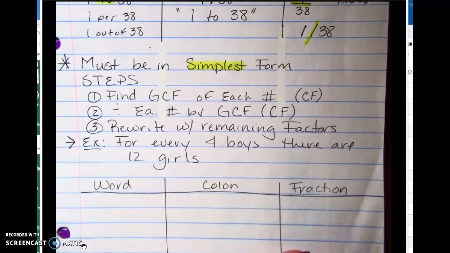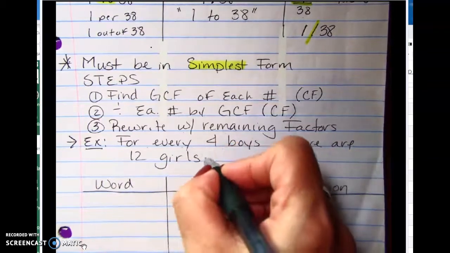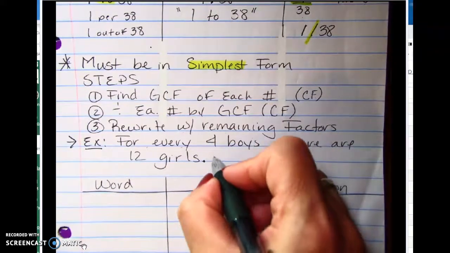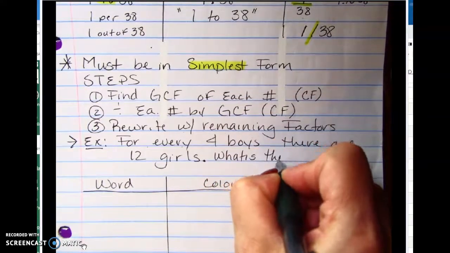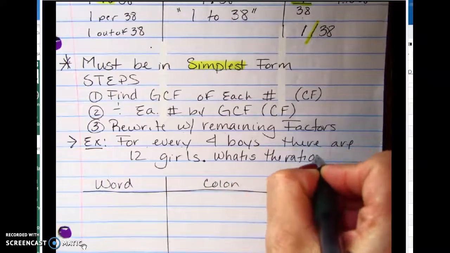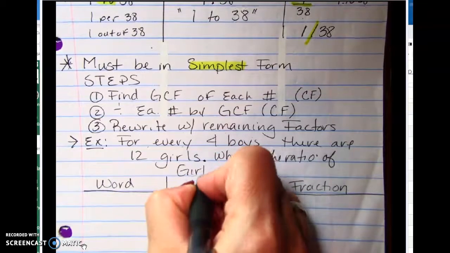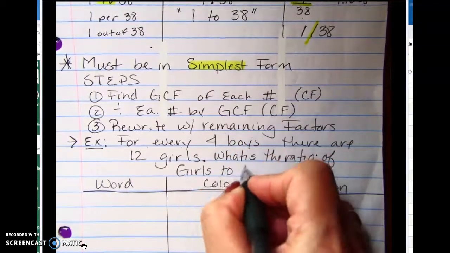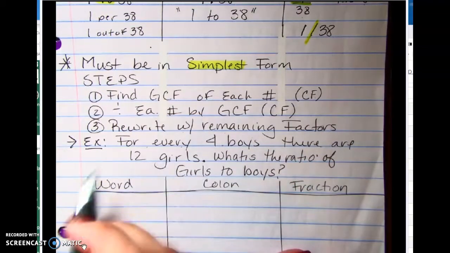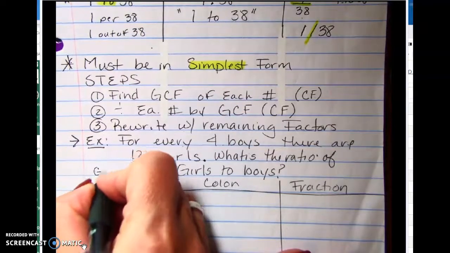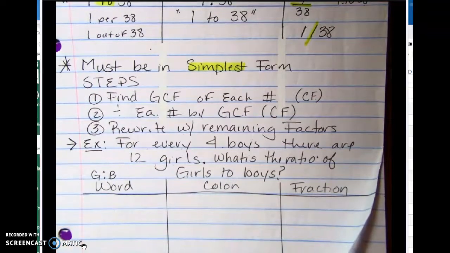Okay? So for every 4 boys, there are 12 girls. Now here, we're going to give you the direction. What is the ratio, now be careful, of girls to boys? Okay, so this is given as boys to girls, but the ratio needs to be girls to boys. All right, I just wrote that there to remind me.